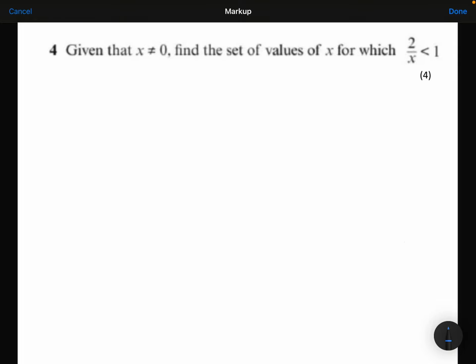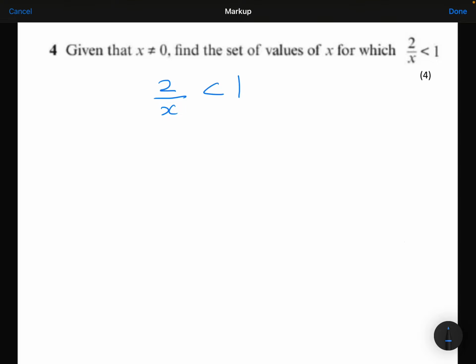Given that x is not equal to 0, find the set of values of x for which 2 over x is less than 1. So let me just copy that down. I know some of you might be tempted to try and multiply both sides by x. We can't do that. We can't times both sides by x because x could be negative. And if x is negative, then we would have to flip the direction of the inequality. We don't know whether we have to do that or not.